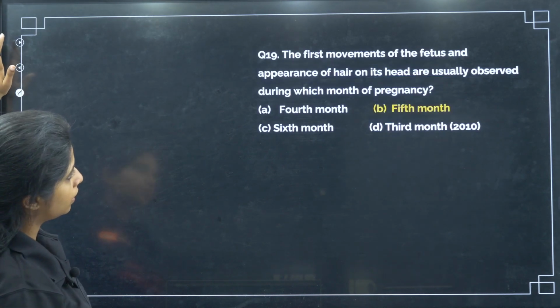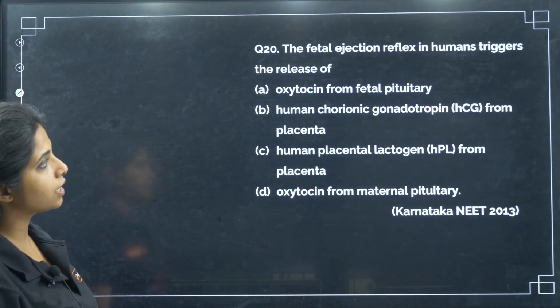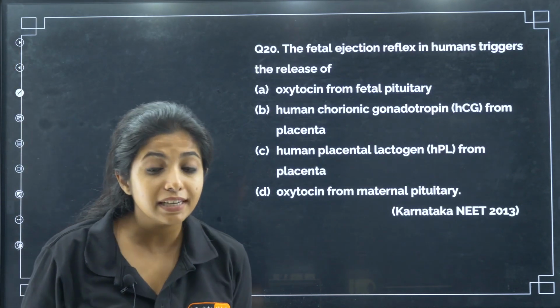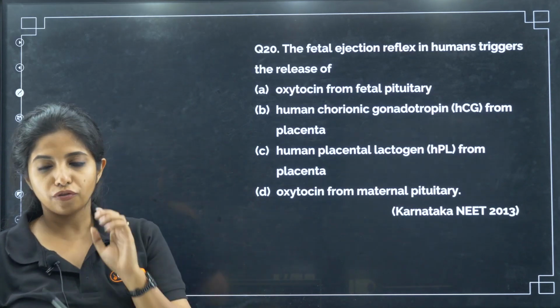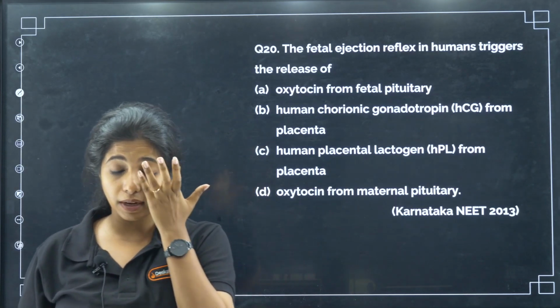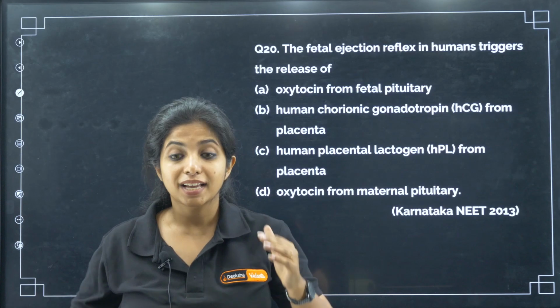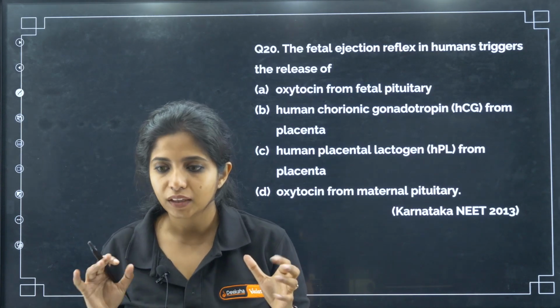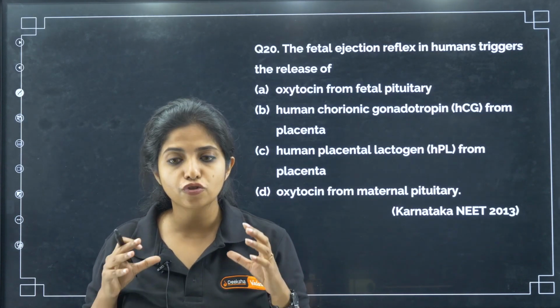Okay. Next, the fetal ejection reflex in humans triggers the release of what, my dear children? What do you mean by fetal ejection reflex? The baby is trying to move out. What is happening, my dear children? The baby is trying to move out.